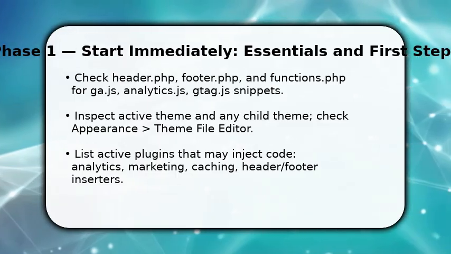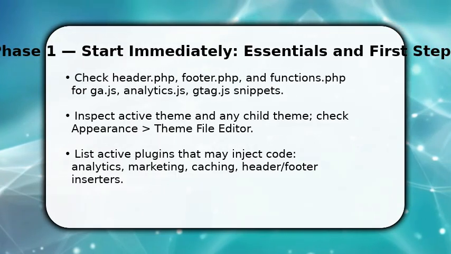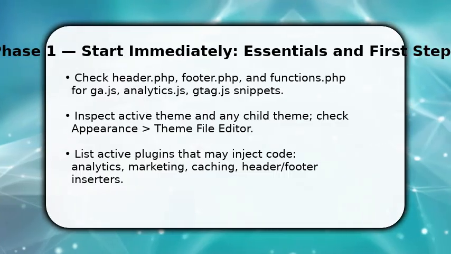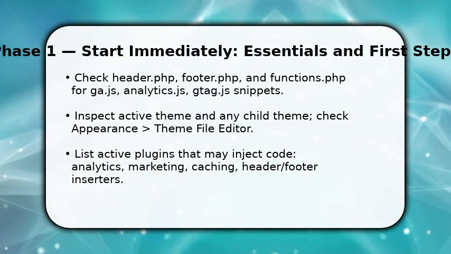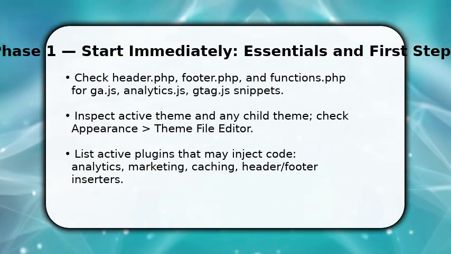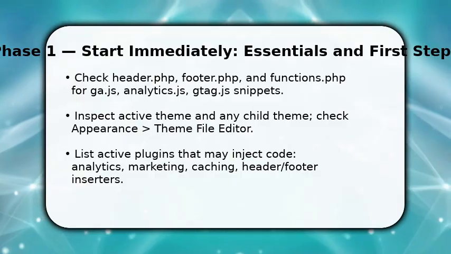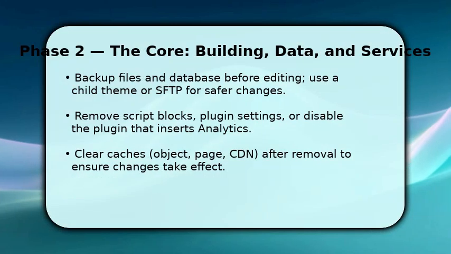Then check active plugins: analytics, header inserters, caching, or marketing plugins, since they commonly add tracking. Make a quick list of files and plugins that contain the code so you know what to remove first and why it was added. Once you've listed the sources, make a backup and then remove the code carefully.